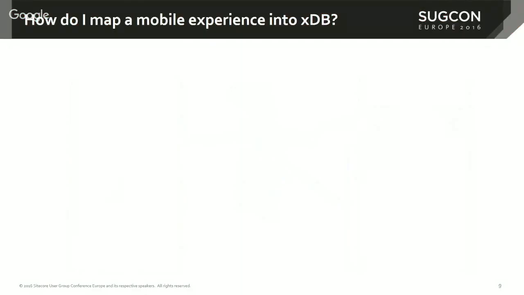The next question is, how do I map a mobile experience into xDB? Well, we know that we have a mobile app. There's always a user. And of course, you have behavior on the mobile app, right? Screen navigation and views, where they're going, screen events, what they're clicking, what they're purchasing.